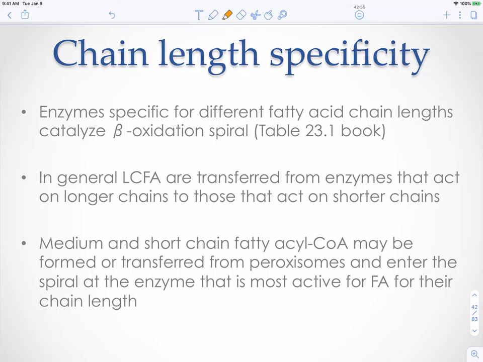So now enzymes are going to be specific for different fatty acids. They're different chain lengths. So there's a table, and it's in the book, and it's also in this slide. In general, the long-chain fatty acids are going to be worked on by those enzymes that bind to long-chain fatty acids. And as they get shorter, they're going to be transferred to enzymes that act on the shorter chains.